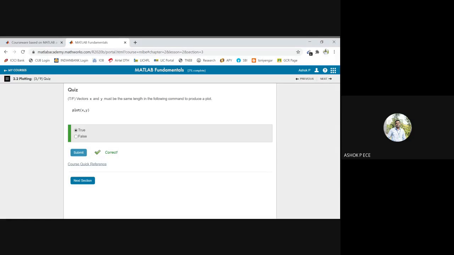So please remember, this is a common mistake we make. I have made this mistake a lot of times. Whenever you are plotting two variables, both should be of the same size. Otherwise, MATLAB will throw an error.